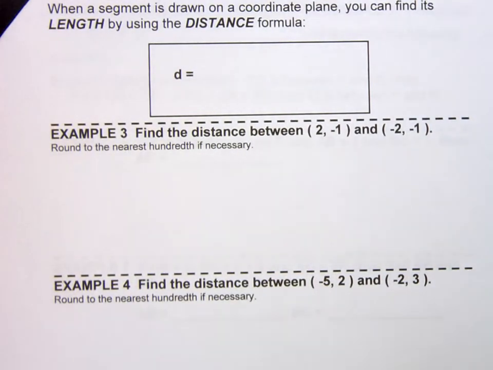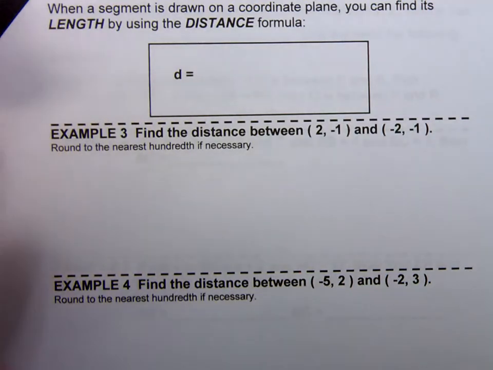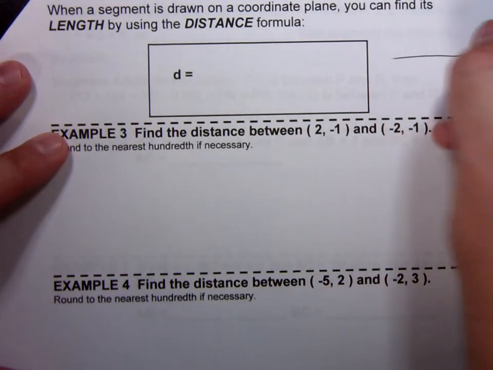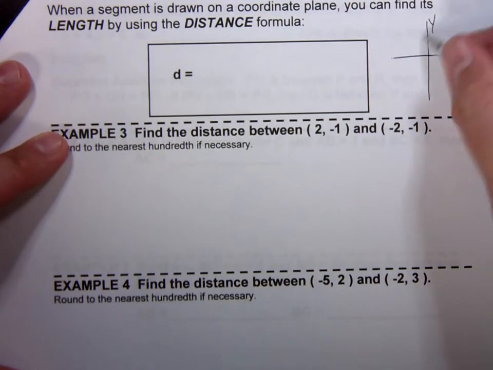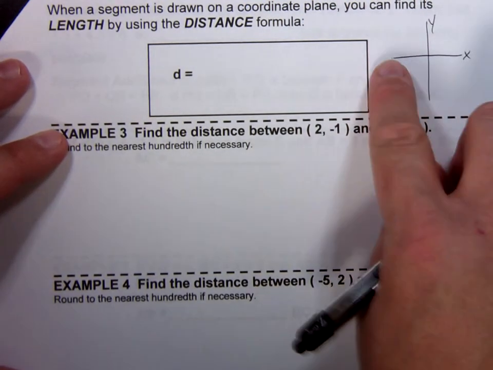Alright, when a segment is drawn on a coordinate plane, you can find its length by using the distance formula. So just a minute ago, we found the distance between 2 points on a number line. That's a one-dimensional line. Now we're talking about being on a coordinate plane. A coordinate plane is when you have your x-axis and your y-axis, and you got your points anywhere on here. Now we got 2 dimensions.